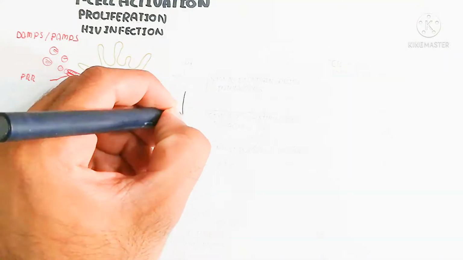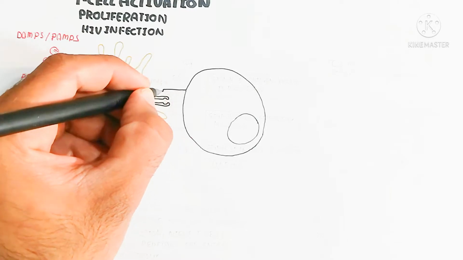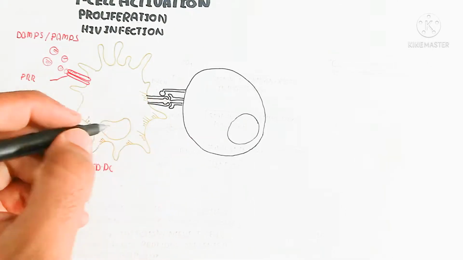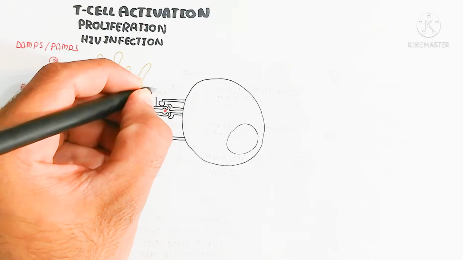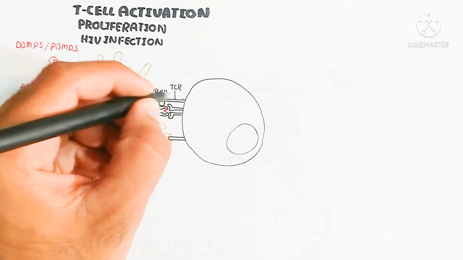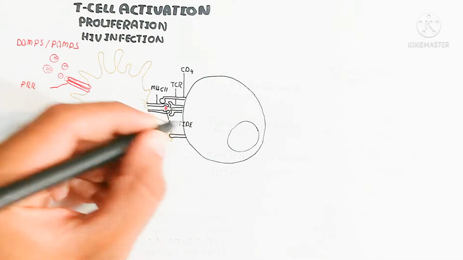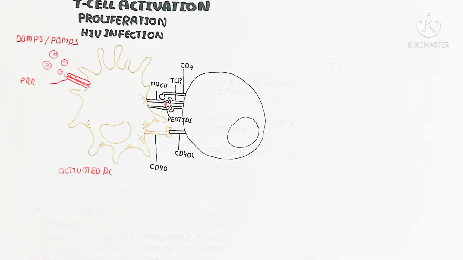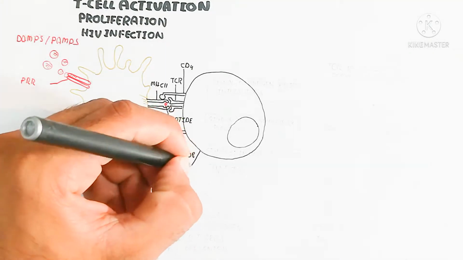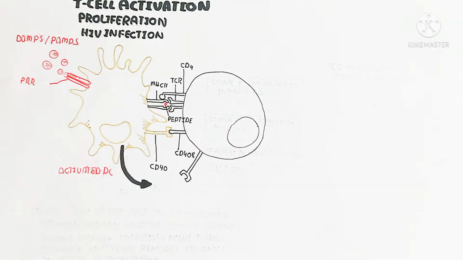First is the damage associated molecular pattern and pathogen associated molecular pattern, which bind with a PRR. In this way you can see the T cell, basically the CD4 T cell, binds with the CD4 molecule and the T cell receptor with MHC class 2, which represents a part of the antigen as an epitope. It is the peptide we recognize, and it binds with CD40 and CD40 ligand.